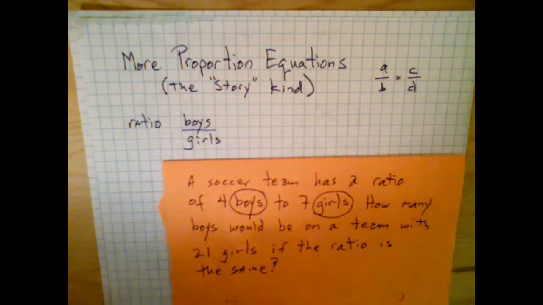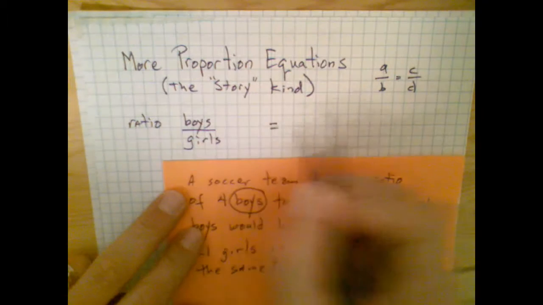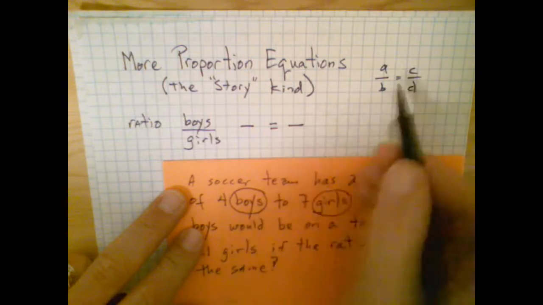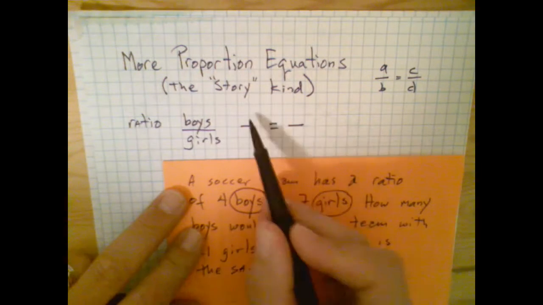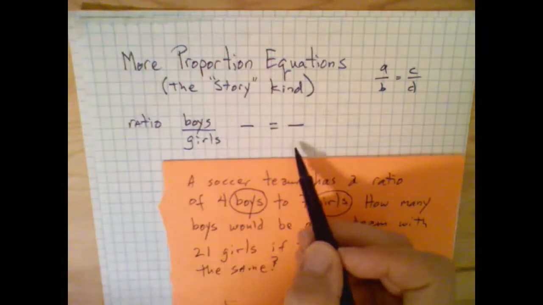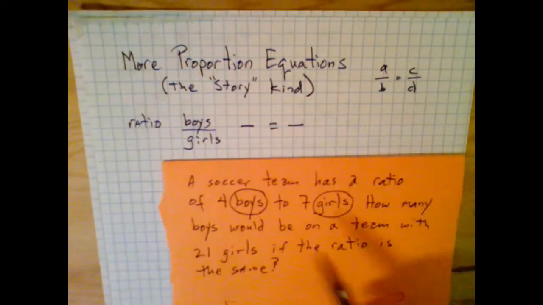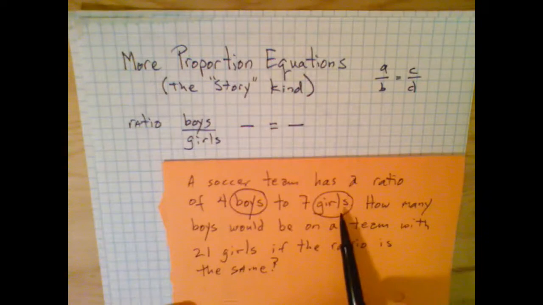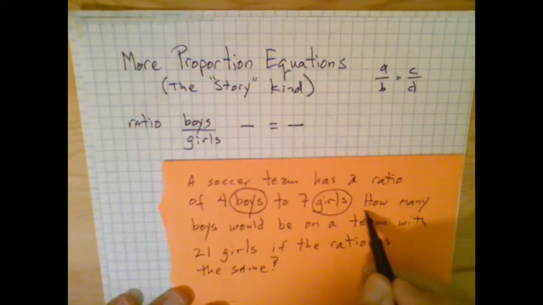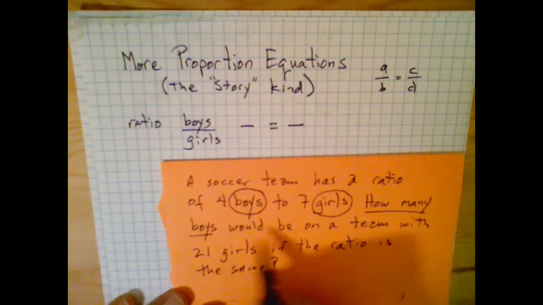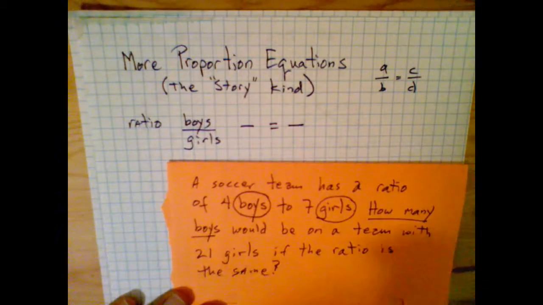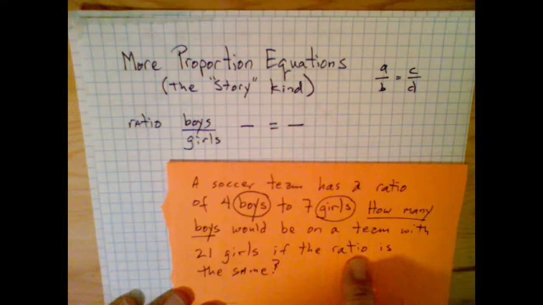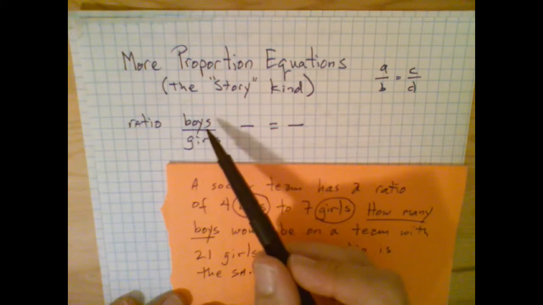So if you notice, proportion always looks like this, right? It's kind of like two fractions with an equal sign in the middle. So notice I have 1, 2, 3, 4 spots to fill in. And if we look at our problem, I've got 4 boys to 7 girls. And then how many boys? So I'm looking for the number of boys that will be in a team with 21 girls. And I have 1, 2, 3 values that I can use here. Well, this tells me where I need to put the values.